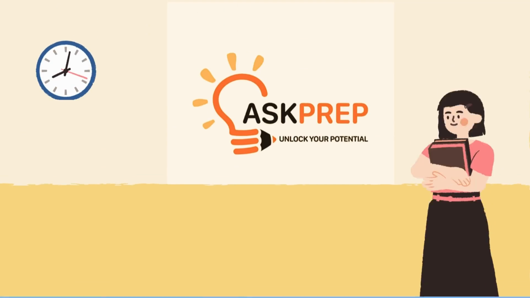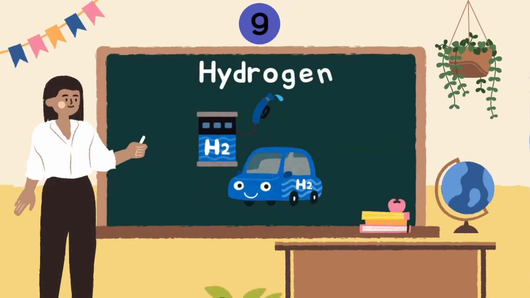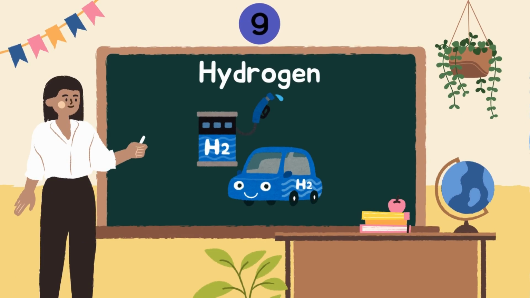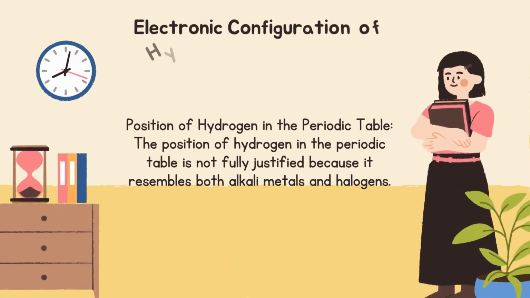In today's series on 11th grade chemistry, we will be studying chapter 9, hydrogen, in detail. Let's start the video. Start with the electronic configuration of hydrogen, 1s1. Position of hydrogen in the periodic table. The position of hydrogen in the periodic table is not fully justified because it resembles both alkali metals and halogens.